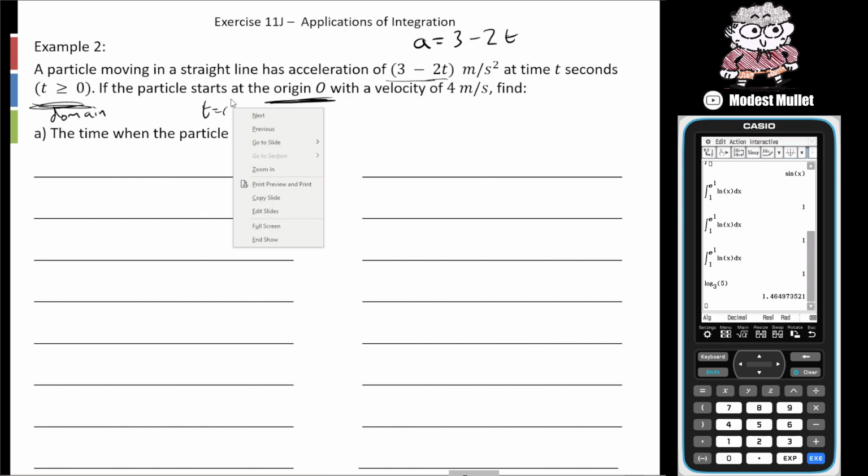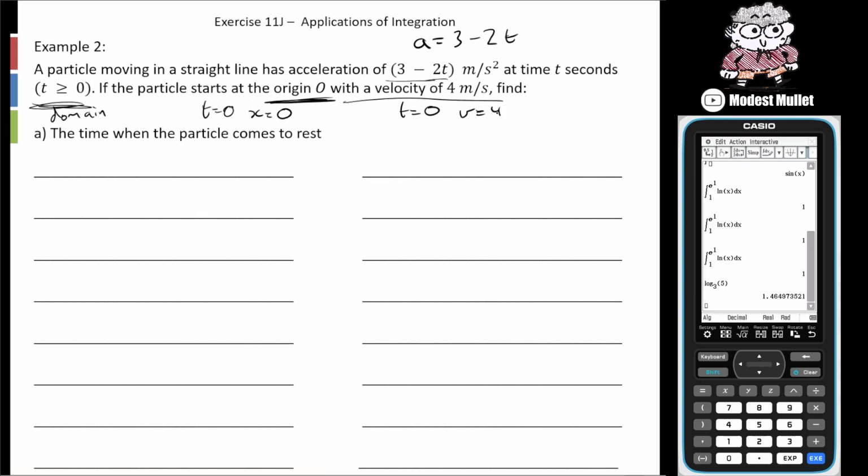t is equal to 0, its position, which is x, is also equal to 0. And it has a velocity of 4 meters per second. So again, when it's at the starting point or starting time, t is equal to 0, v is equal to 4. So that'll be handy. That's what we call initial conditions. Gives us some data about the point.